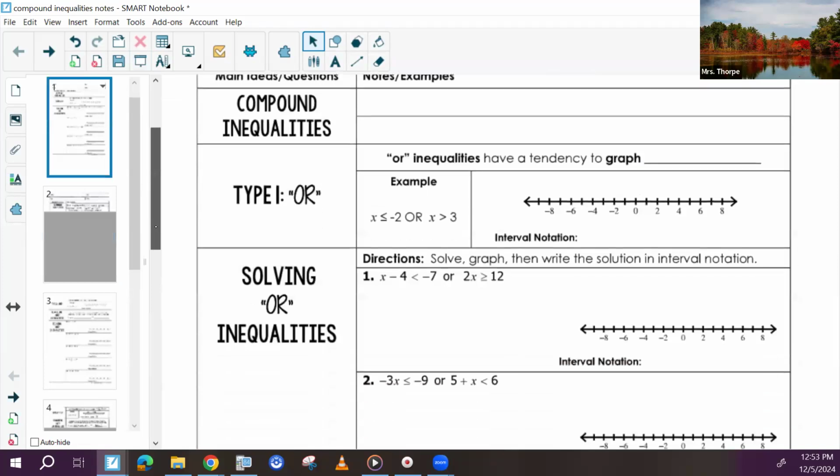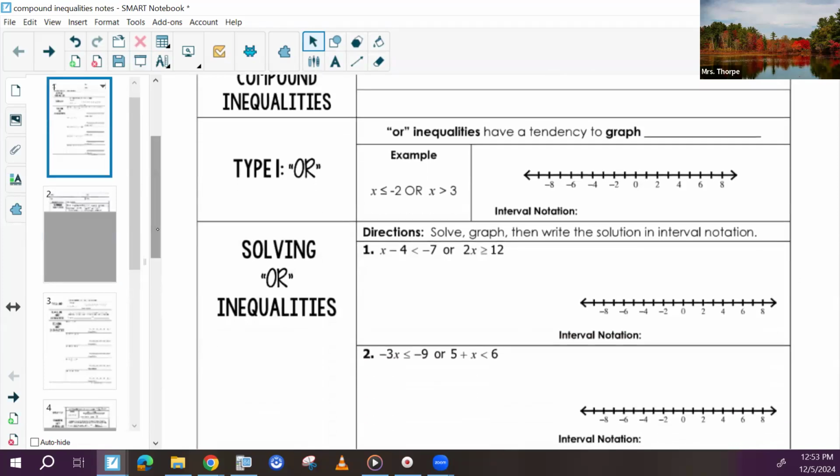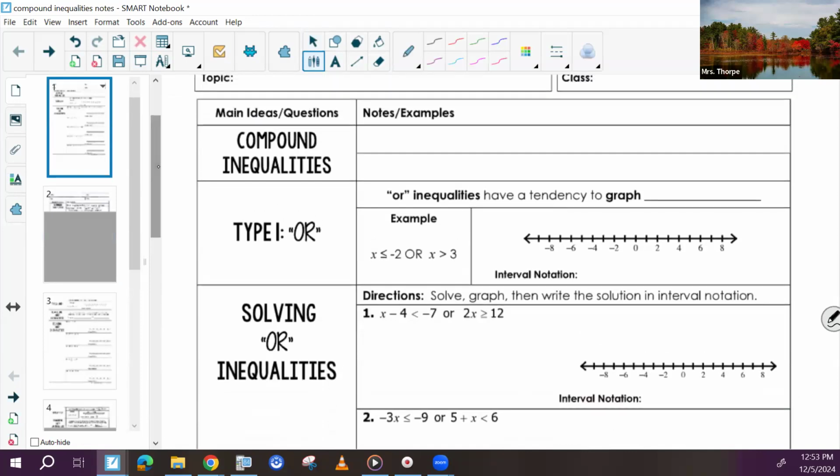So I'm going to show you how to graph it first, and then we'll dive into the solving piece. If I'm graphing this, let's say I solved it, I got this as my answer: x is less than or equal to -2, or x is greater than 3. I'm going to graph them both on the same line. So one is going to be, would this be closed or open? Closed at -2, going to the left, everything less than or equal to. Then the other one would be open at 3, going to the right. So when you graph these, they're going to look like that.